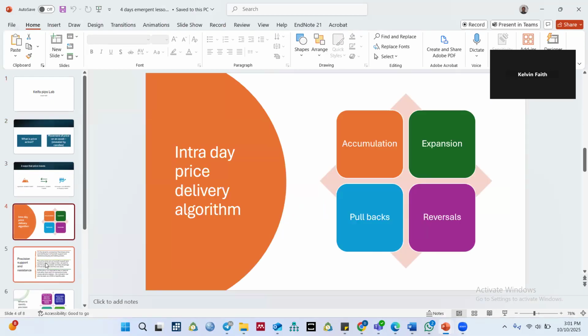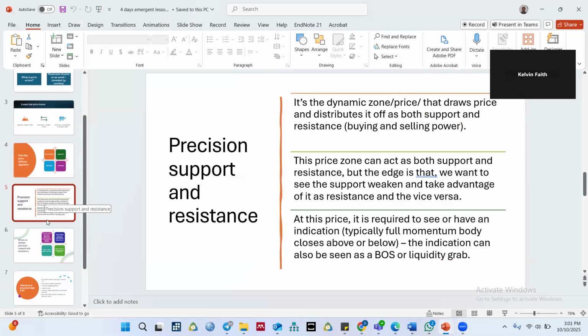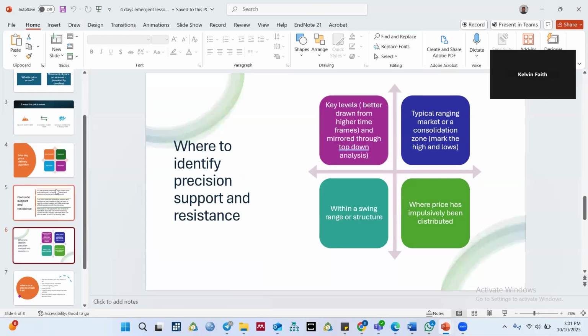Good. Today we're talking about precision support and resistance. We've defined what it is, and now we want to identify how to draw precision support and resistance. The first thing we need to do is view it from a top-down analysis perspective: locate it on a higher time frame, and then bring it down to the lower time frame.